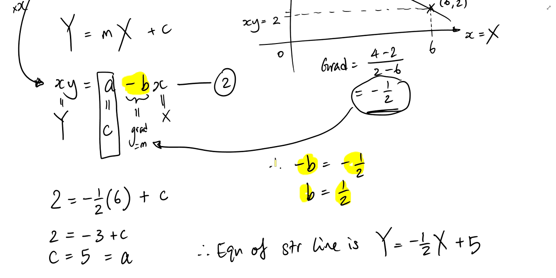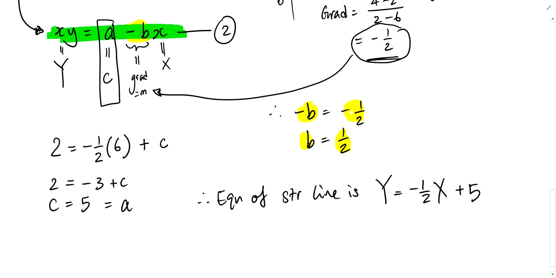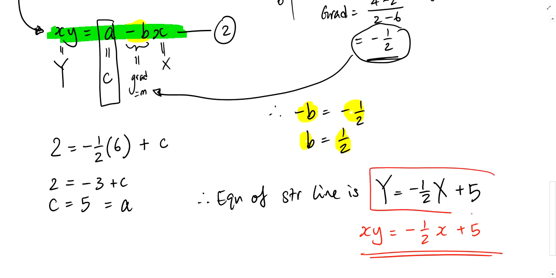Okay, if the question, did they ask you to find the equation? No, they didn't. So you are supposed to write this as your equation if they ask you for the equation of straight line. Okay, then of course you must find the value of a and b. So in this case, we will get big Y equals to negative half big X plus 5. This is the equation of a straight line. Okay, the one in black is acceptable if you tell me what is big Y, what is big X. Okay?